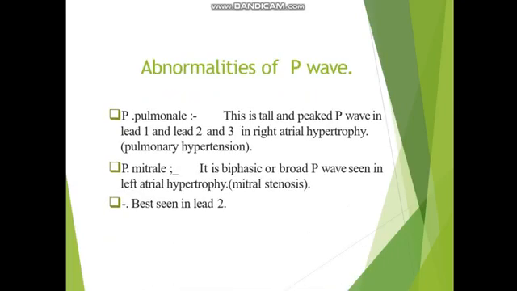Abnormalities of a P wave. P pulmonale is a tall and peaked wave in lead 1, lead 2 and 3 in right atrial hypertrophy. It's also known as pulmonary hypertension. Then the P mitrale is a biphasic or broad P wave seen in left atrial hypertrophy as a result of mitral stenosis. And they both are best seen in lead 2. So P wave is diagnostic for these two conditions, pulmonary hypertension and atrial hypertrophy as a result of mitral stenosis.